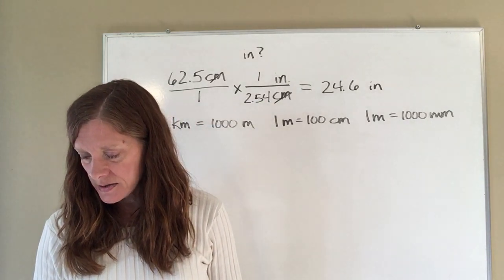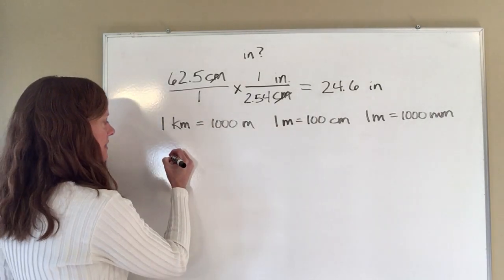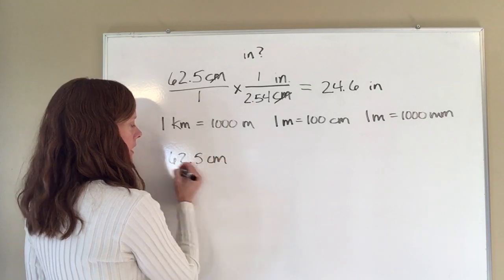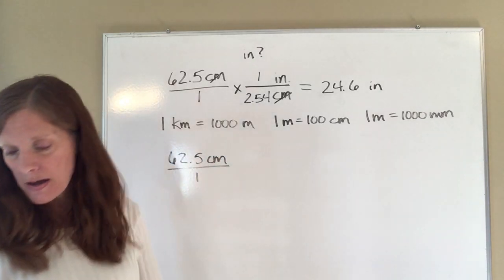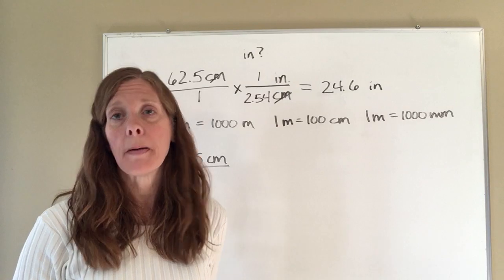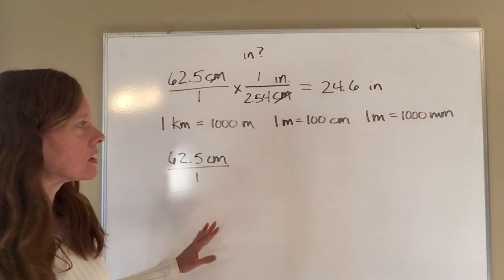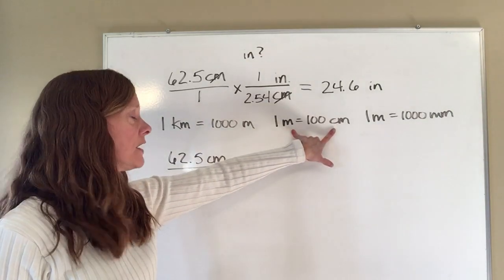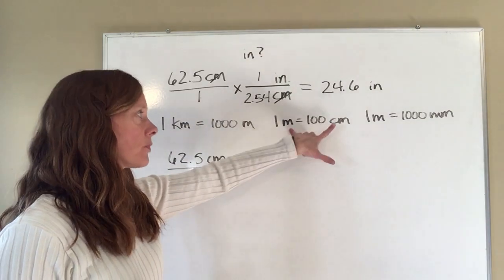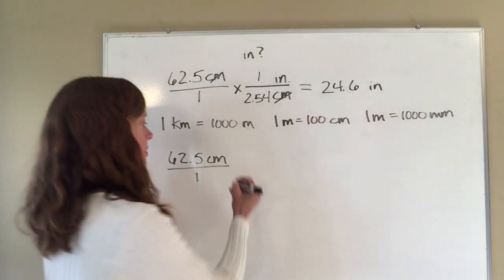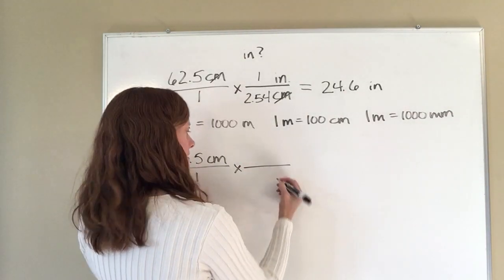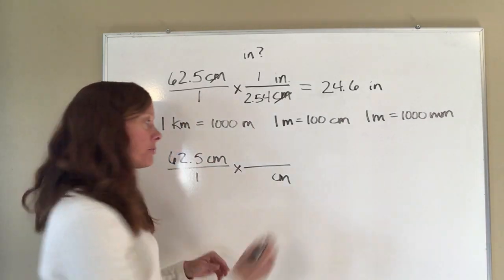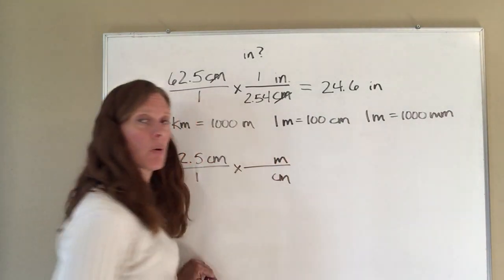So let's say that I have 62.5 centimeters. I'm going to take the same number that I had up here. And this time, I want to convert it to meters. Well, if I want to convert it to meters, this is the conversion factor that I need right here, because this is the one that relates meters to centimeters. My conversion factor has to have centimeters on the bottom so that it will cancel out. I'm looking for meters, so that needs to go on the top.